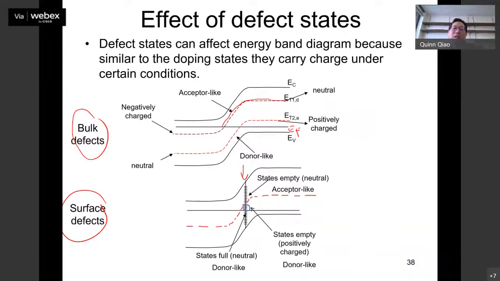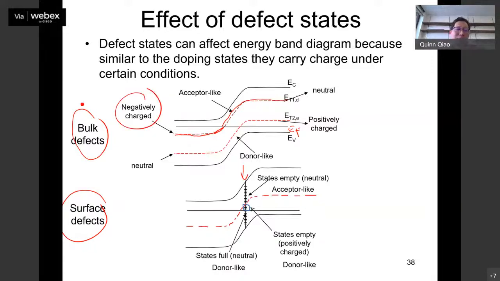Because they are above EF, right? And then these regions should be what? Should be negative charge. Why? Because they are above EI, they are defined as acceptor-like. They are neutral when not occupied. Now, since they are below EF, they are occupied. So that's why this is a negative charge, okay?